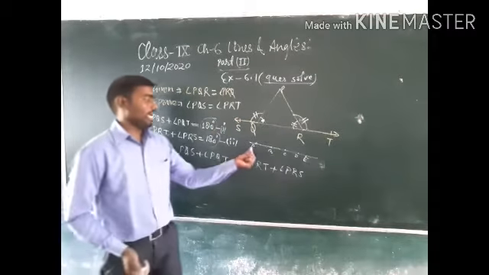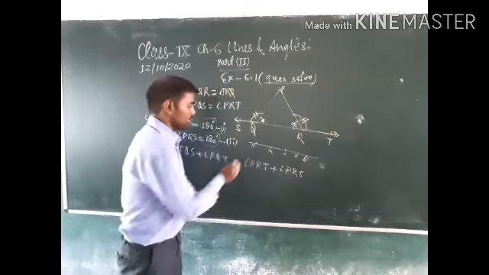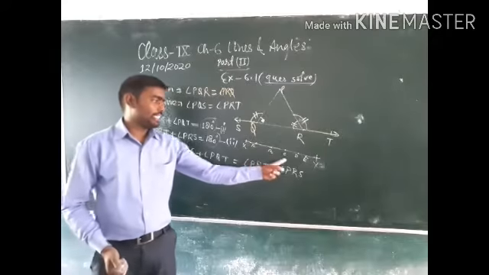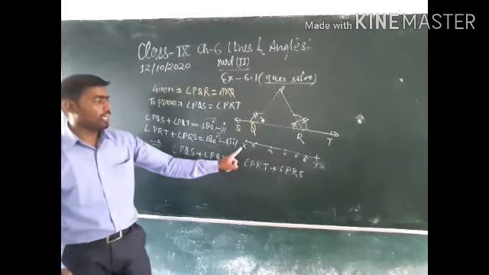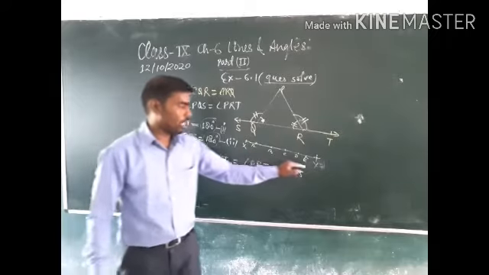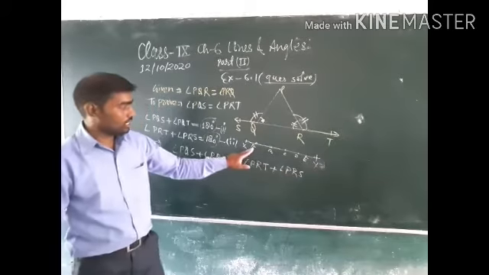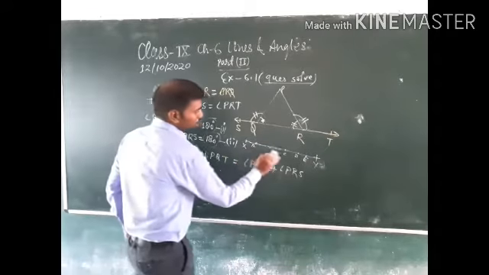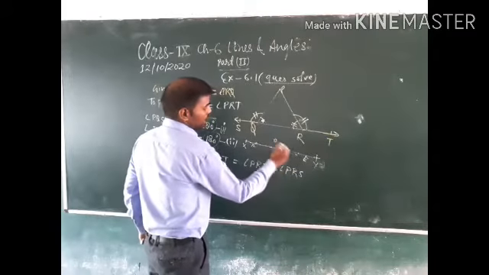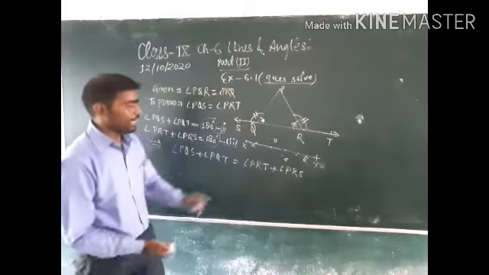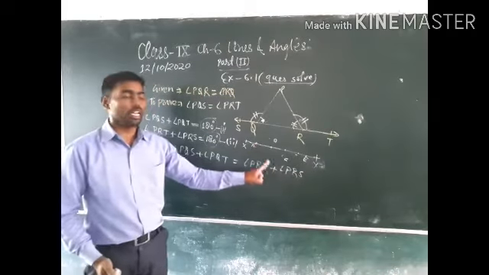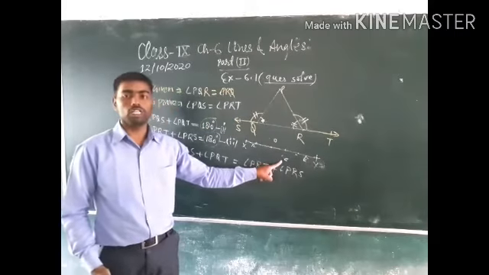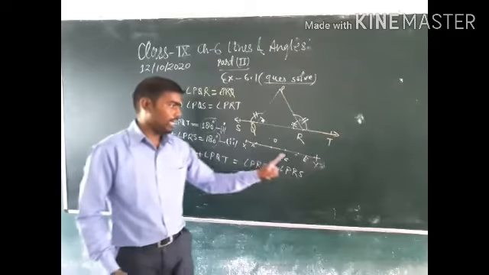Where A, B, C, D, E lie on line XY, it means these points are collinear points, because the given points are lying on XY. If B is here and C is here, then B and C are not lying on line XY.